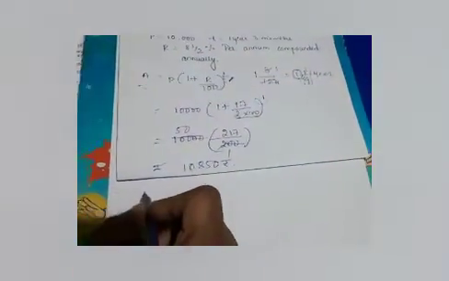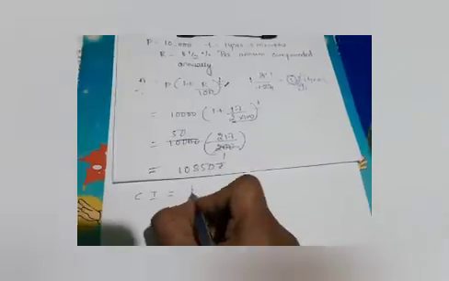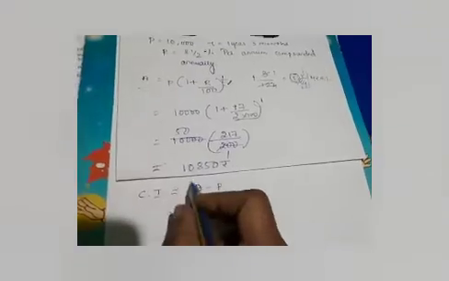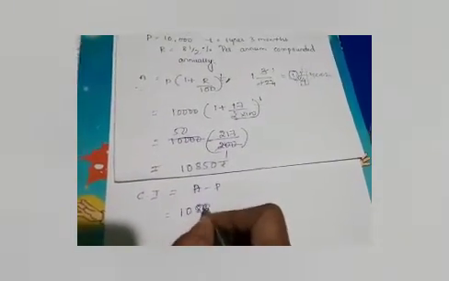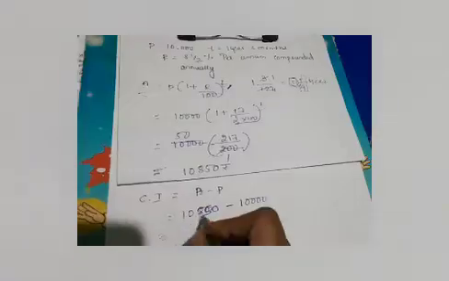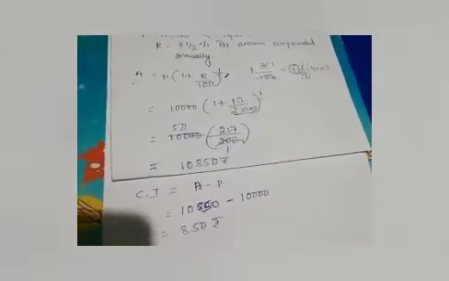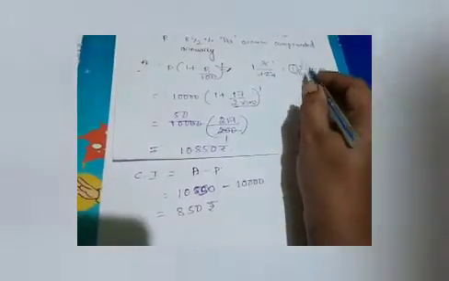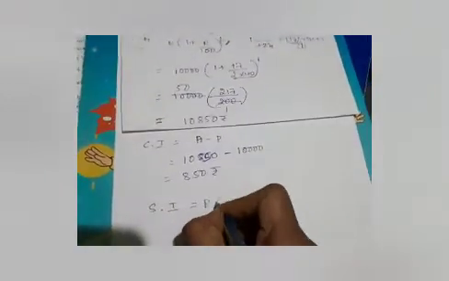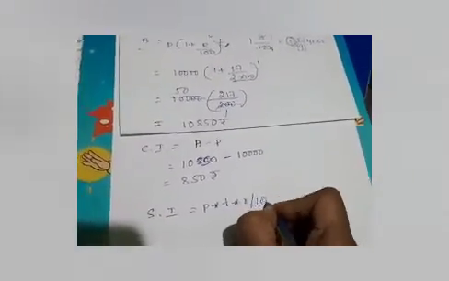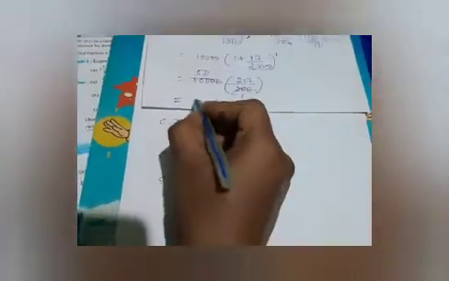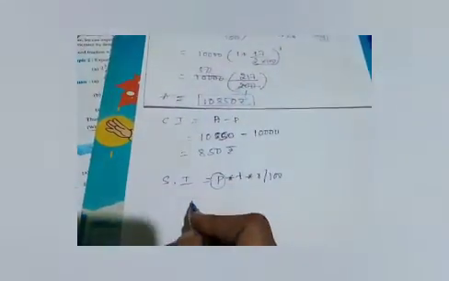Then how can I find the compound interest? Already you know compound interest is equal to A minus P. So what is my A? 10,850 minus this 10,000. So we will get 850 rupees as a compound interest. But for still 1 by 4 we have to find. For this we will use simple interest formula, that is P into T into R divided by 100. And here before applying this formula, this P value you have to take what we get here as the amount. Okay, this you need to remember.